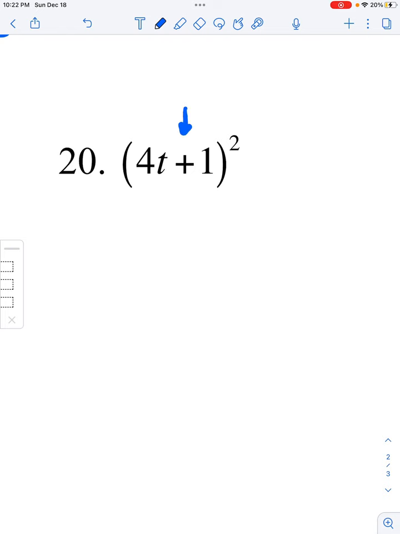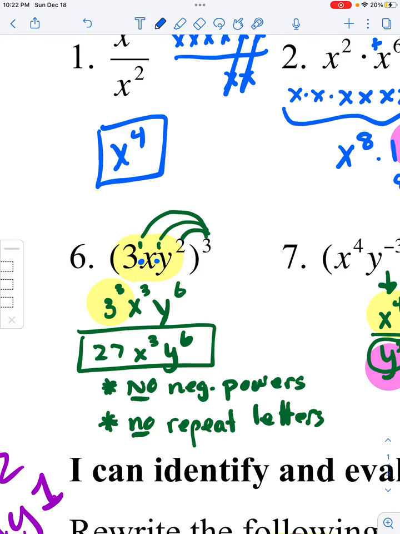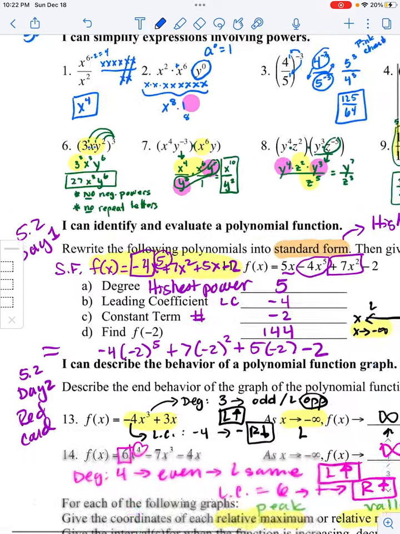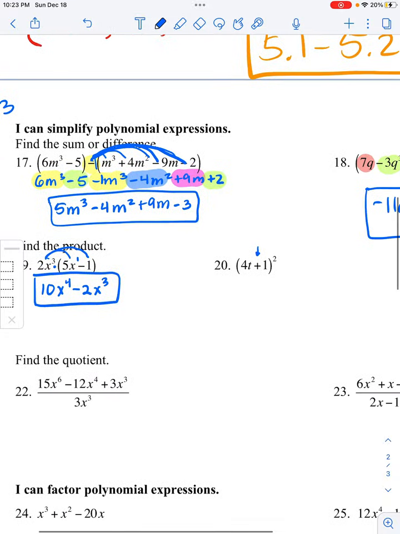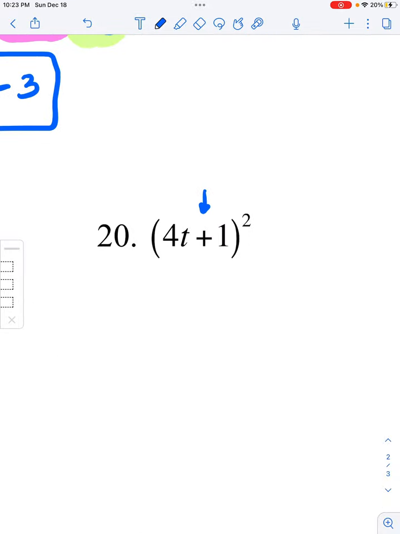Back in the very beginning of the review, if I had a power on the outside like here in number 6, I could distribute it because these are all multiplied together. But now that we're into this 5-3 business, I have addition in there. So this is the one where I said you have to just multiply that by itself. That's what squaring means. Then you're going to need to FOIL it.